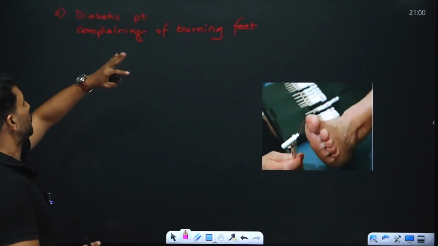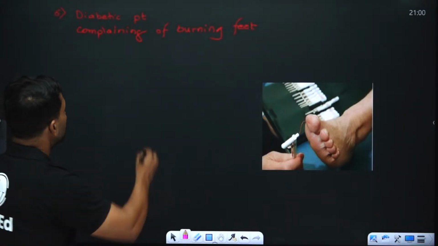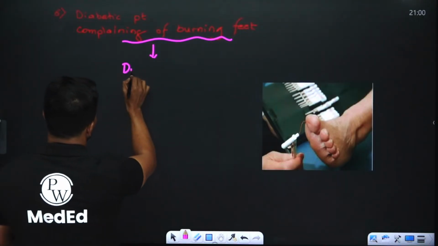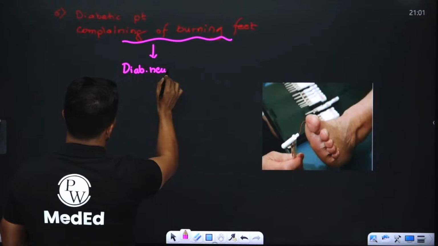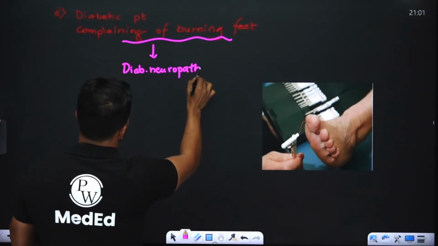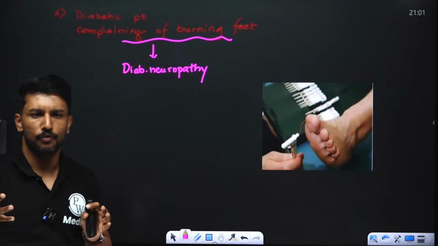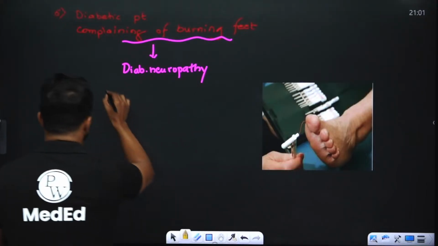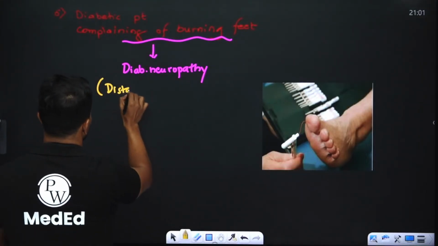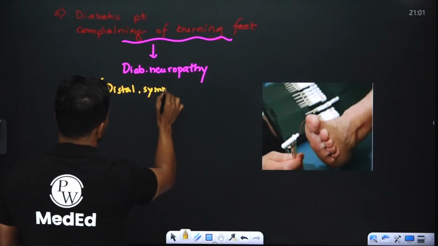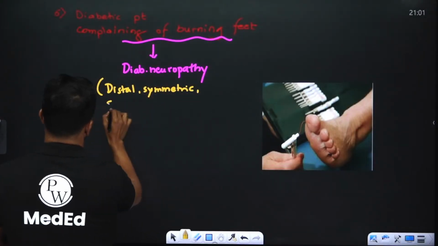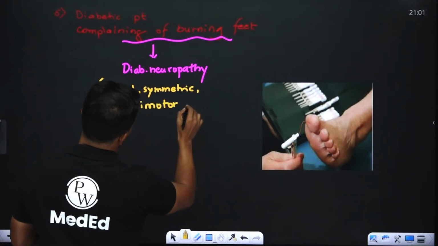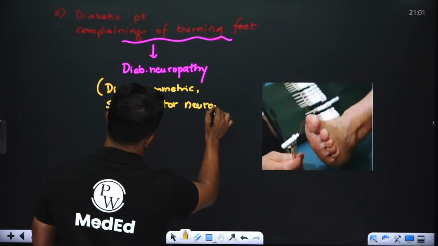The story is a diabetic patient complaining of burning feet. So whenever a diabetic complains of burning feet, what do we think of? We think of diabetic neuropathy. That too, which type of neuropathy? Because diabetic neuropathy can manifest in different forms. The most common form of diabetic neuropathy is what we call distal symmetric sensory motor neuropathy. Sensory motor neuropathy.